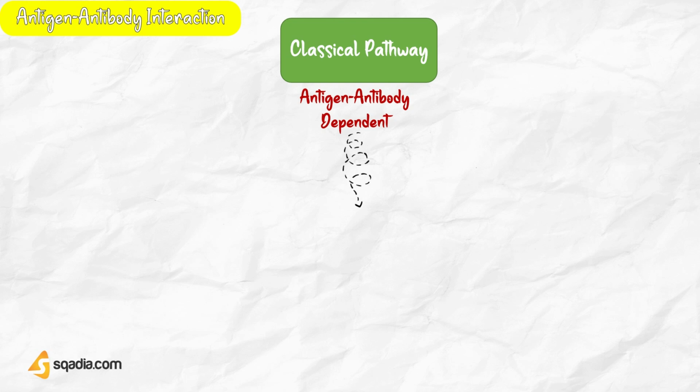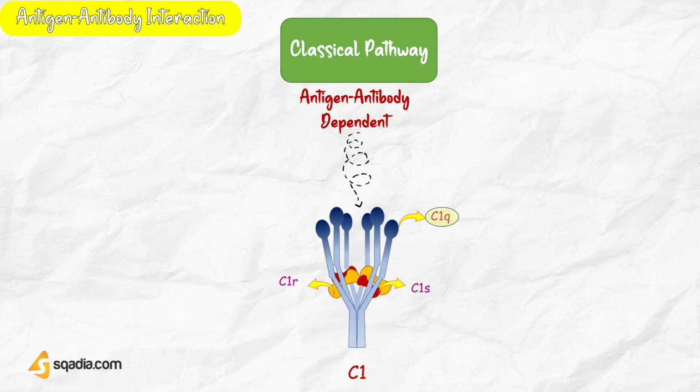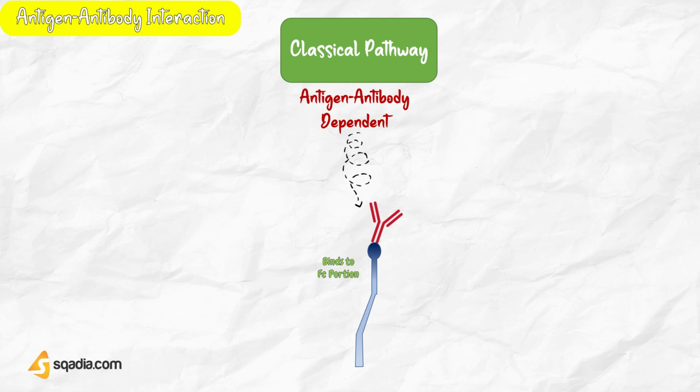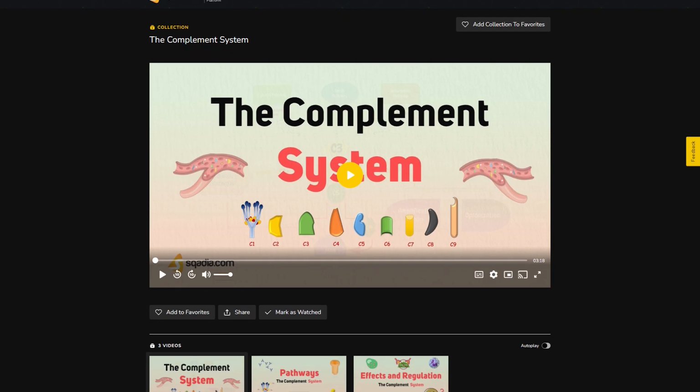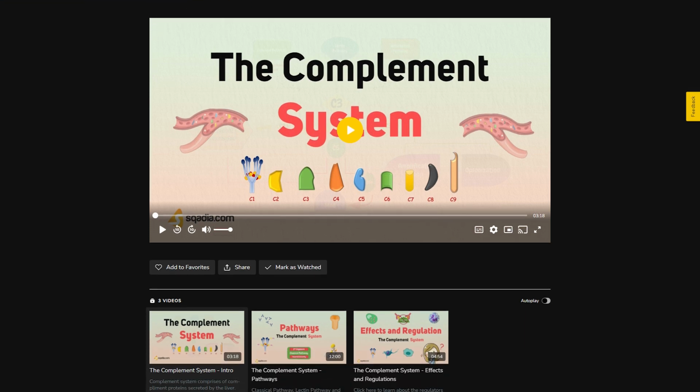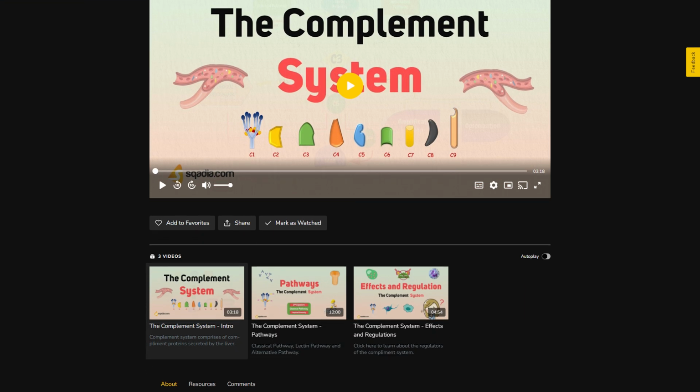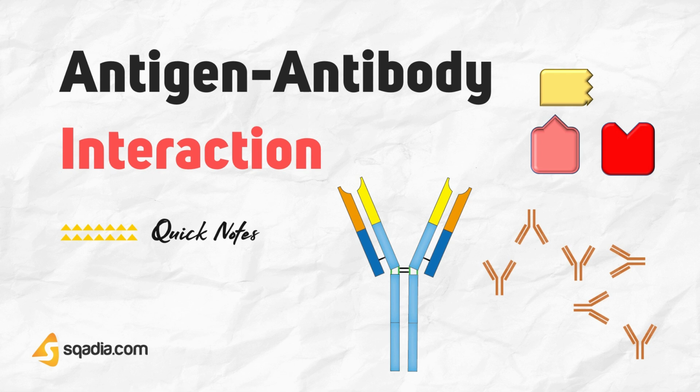The classical pathway is the one that is also known as antibody dependent. The first complement, that is C1, is made up of 3 distinct subunits: C1q, C1r, and C1s. C1q binds to the Fc portion of complexed antibody, possibly under the influence of a conformational change in the shape of the Ig molecule. Activation of the classical complement pathway follows. You can check out the video for a more detailed look at the classical pathway of the complement system. That is all about the antigen-antibody interactions.